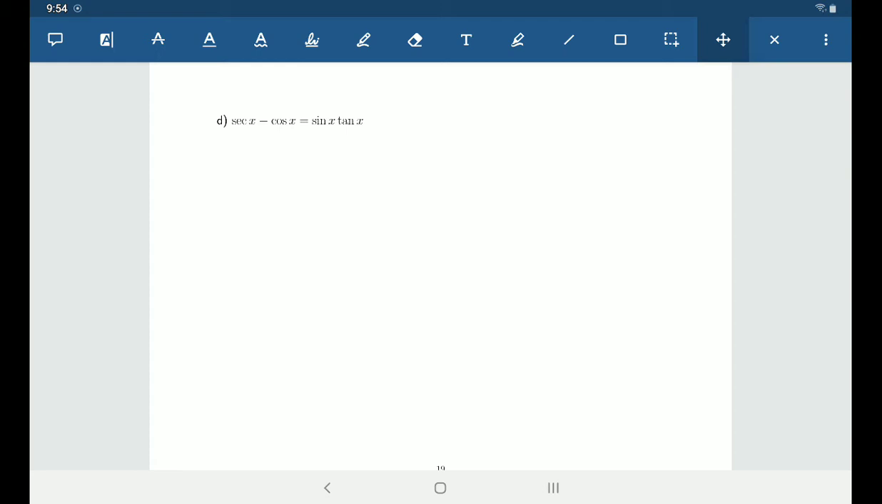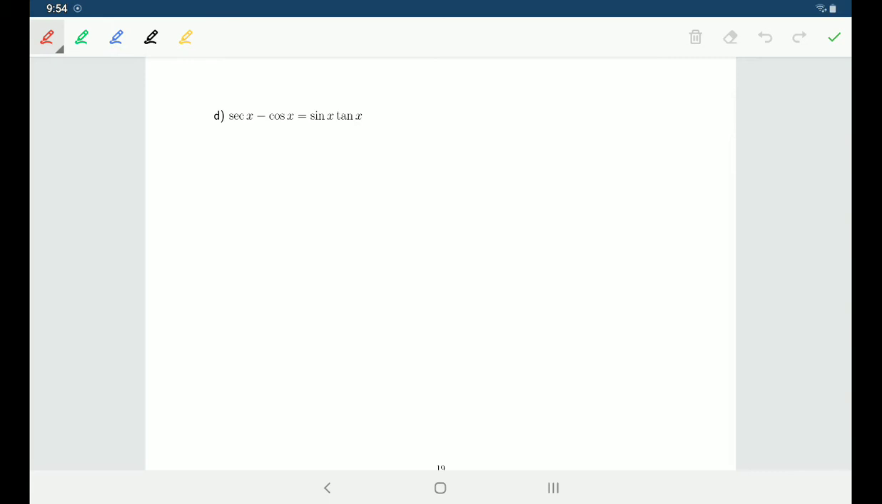And here, left side or right side both seem reasonable to start with. For the right side, I might think about turning tangent into sine over cosine, then see what I could do after that. On the left side, I'm seeing secant and cosine. I'm thinking kind of the same thing. Secant, I would turn that into 1 over cosine. I'm going to start with the left side.